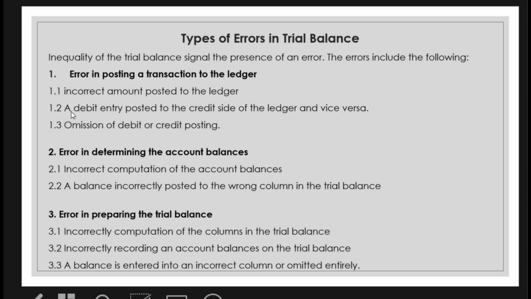Second, 1.2, a debit entry posted to the credit side of the ledger and vice versa. So, example, dapat ang accounts payable should have been debited kasi nagbayad ka ng utang. Kaso lang, tama yung sa journal mo, kaso lang pagdating nun sa posting, na mali ang enter sa ledger. So, imbis na nasa debit, nalagay mo sa credit. So, that can cause your trial balance to be not balanced.